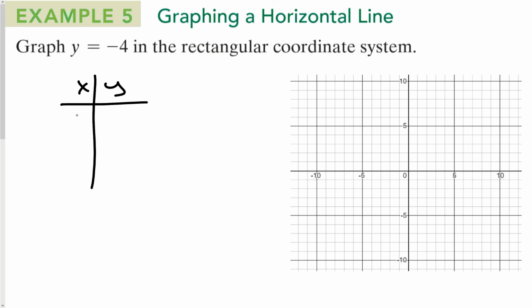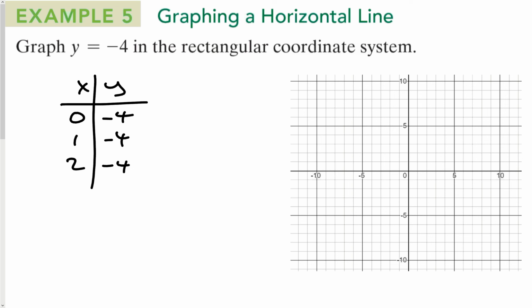Pick a number, x, okay, anything. Y is always equal to negative 4. It doesn't say anything about x. There's no input. The output is negative 4.